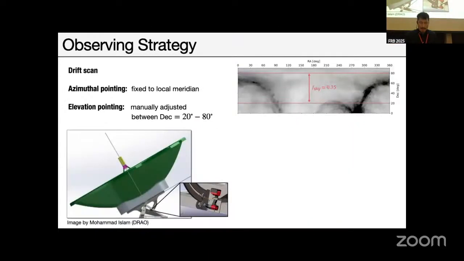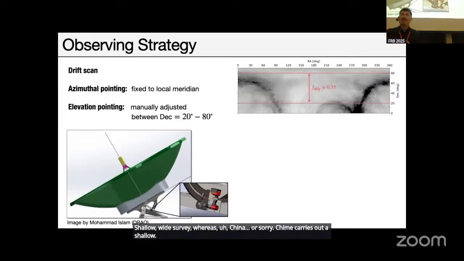But it does have a downside. The field of view is much smaller than CHIME's. So you can think of the two as complementary. CHIME carries out a shallow wide survey, whereas CHORD will go deep and narrow.